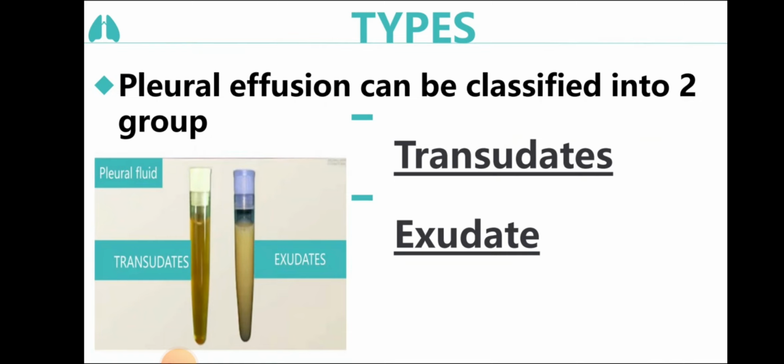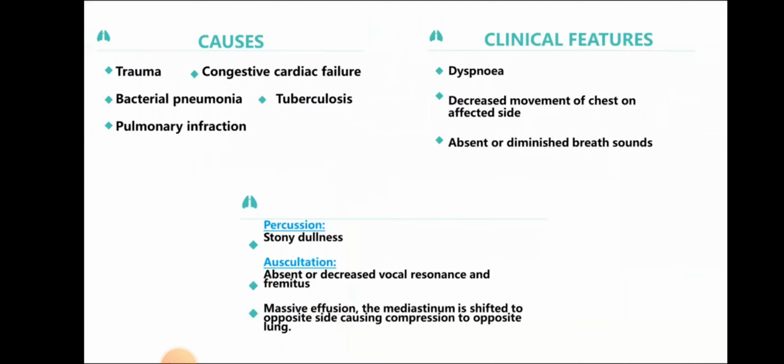Exudate occurs when the pleura is damaged by trauma, infection, or malignancy, and it is caused by blocked blood vessels or lymph vessels. And the causes for this condition, it is told, can be trauma, bacterial pneumonia, tuberculosis, congestive cardiac failure, pulmonary infarction, etc.